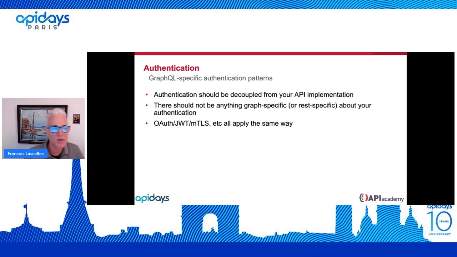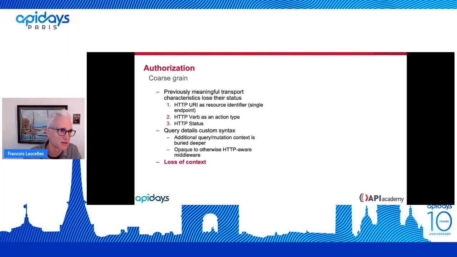So things that you're already using, like OAuth and JWT tokens and mTLS, all of these things apply the same way to GraphQL, the same way that you were using them for REST API. So that's the good news. There is really very little impact here.